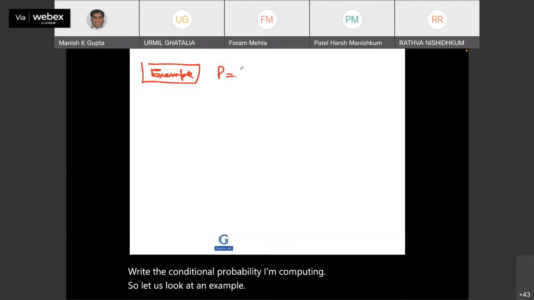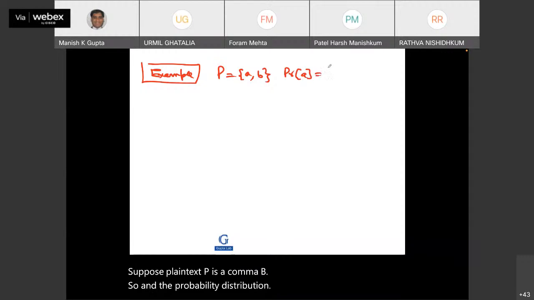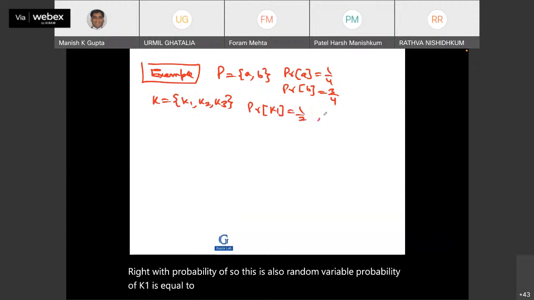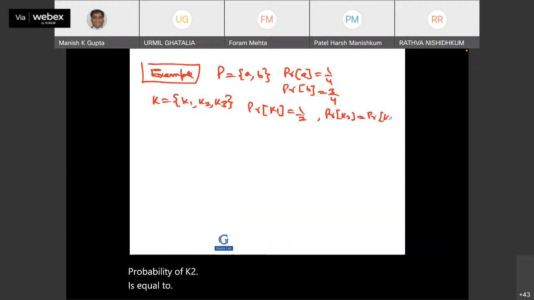Suppose plaintext P is {A, B}, and the probability distribution is: probability of A is 1/4, probability of B is 3/4. Suppose K has keys K1, K2, K3, and this is also a random variable. Probability of K1 is equal to half. Probability of K2 is equal to probability of K3, which is 1/4.